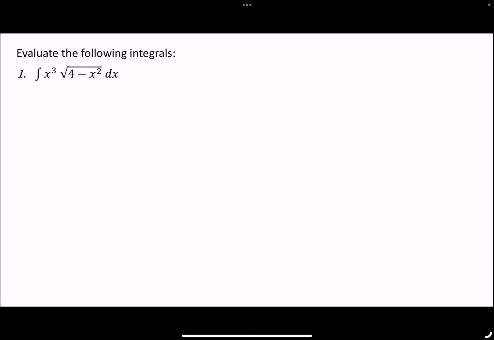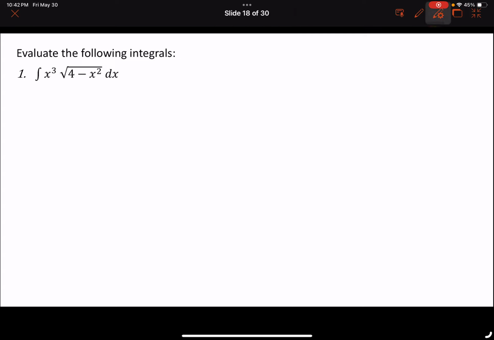Let us now have additional examples wherein trigonometric substitution is applicable. Let us consider the integral of x cubed square root of 4 minus x squared dx. For this problem, you're going to see that there is this term 4 minus x squared. This resembles a squared minus u squared.